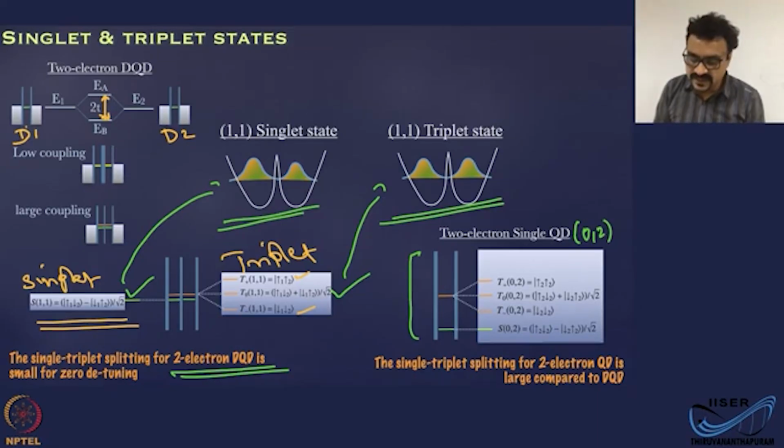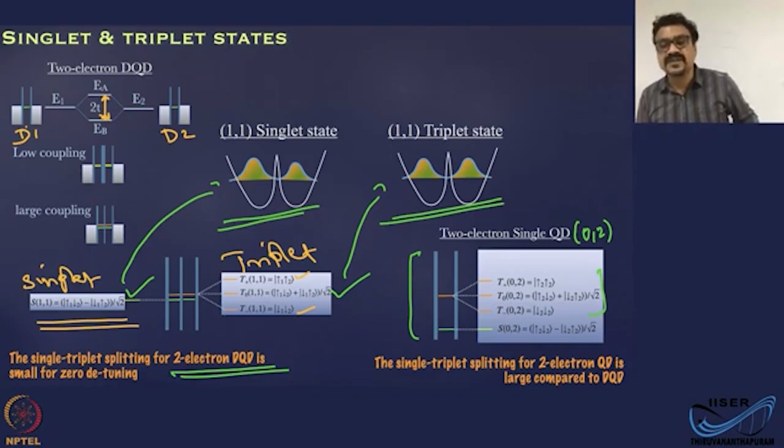you get these 4 states. You have 0-2 singlet state and you have these 3 triplet states. But in this case, remember, they are the same dot. So these are different orbitals. Singlet and triplet are different orbitals. So the singlet triplet spacing or splitting is really high. That is equal to the orbital energy.